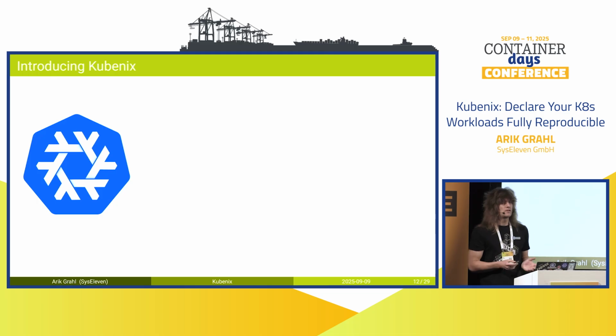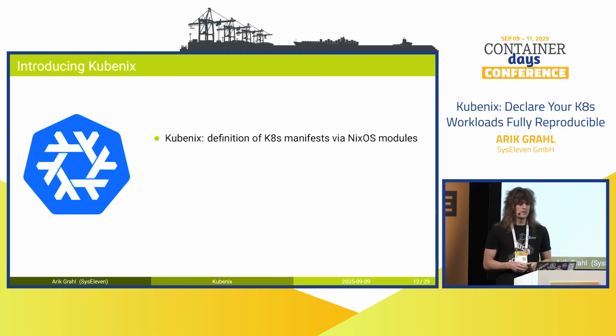Now that we understand what makes Nix so compelling, let's zoom in on Kubenix, the bridge between Nix and the Kubernetes ecosystem. Kubenix leverages the power of NixOS modules to define Kubernetes manifests, giving us advantages that go far beyond what templating tools can offer. Why is this so exciting?